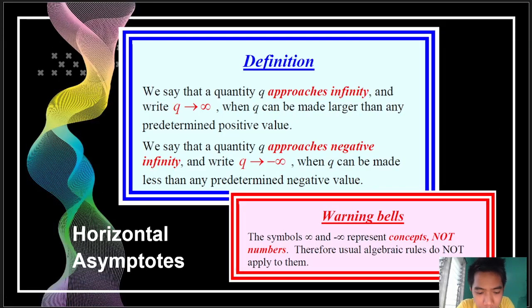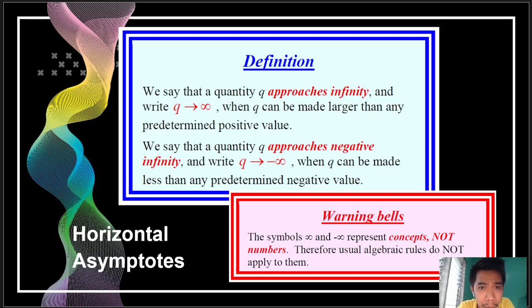We have now the horizontal asymptotes. Definition: we say that a quantity q approaches infinity and write q approaches to infinity as in a notation when q can be made larger than any predetermined positive value. We say that a quantity q approaches negative infinity and write q approaches to negative infinity, so that is the notation when q can be made less than any predetermined negative value.